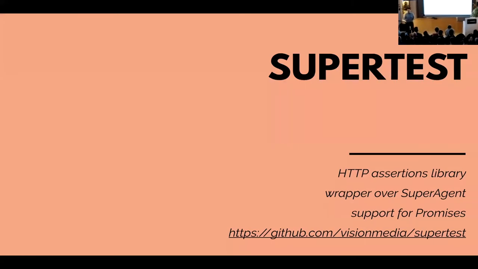I assume that maybe some of you know supertest. Well, that's a few people, cool. It's a rather thin wrapper over superagent. It's a TJ's library, TJ's libraries. What is nice about it is that it's fast and it supports promises out of the box. So we can keep the nice API.